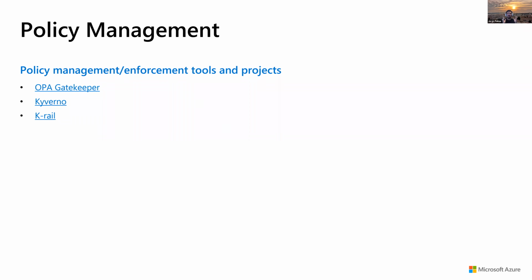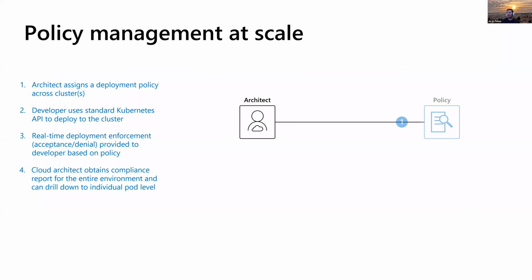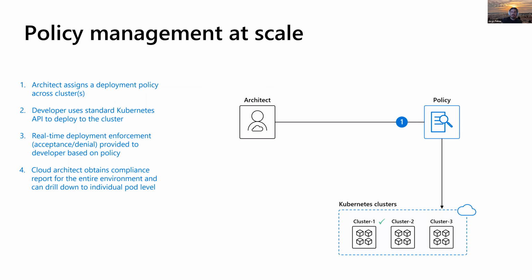The community has been investing a lot of time and effort into this area, and there are great solutions out there: OPA Gatekeeper, Kyverno, Kraal, and probably others. I apologize if I forgot any. They all try to do the same thing, which is offer you a policy mechanism to apply your enterprise requirements in a way that Kubernetes can understand and validate, to make sure that your cluster is according to those requirements and standards.